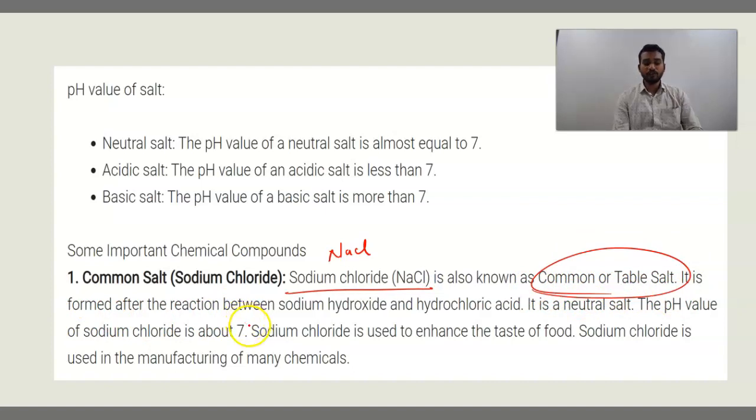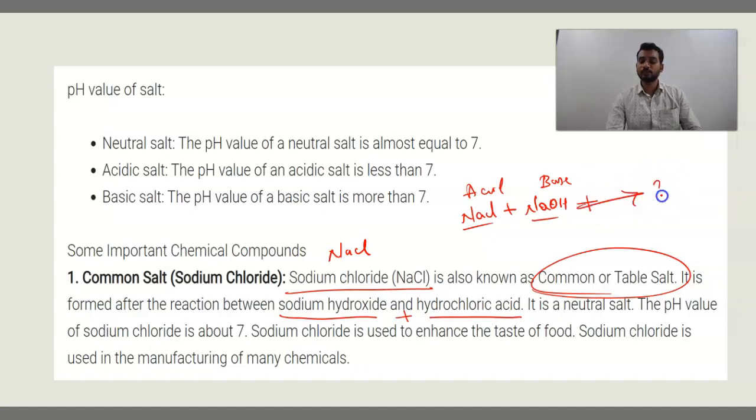It is formed after the reaction between sodium hydroxide, NaOH, and hydrochloric acid. One acid and one base. When we combine them, what is obtained? Salt and water. What is this reaction known as? Neutralization reaction. Same thing we are discussing here. When we combine acid and base, we get a neutral salt.